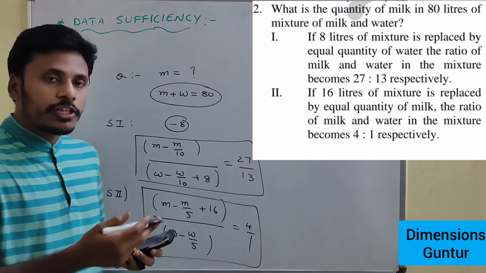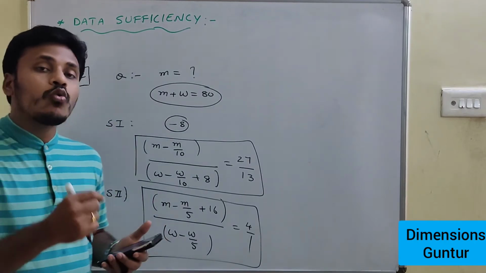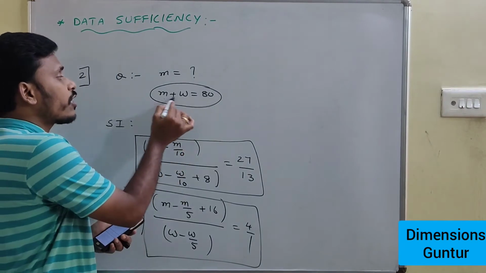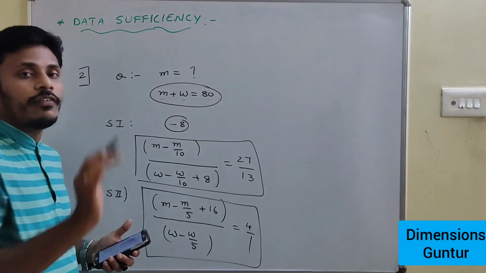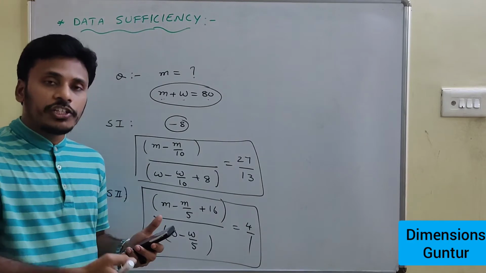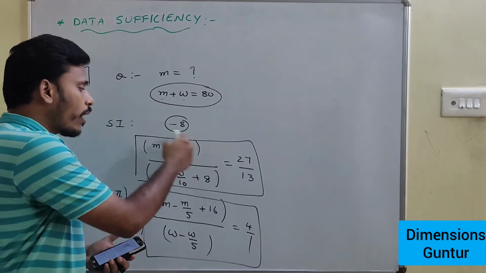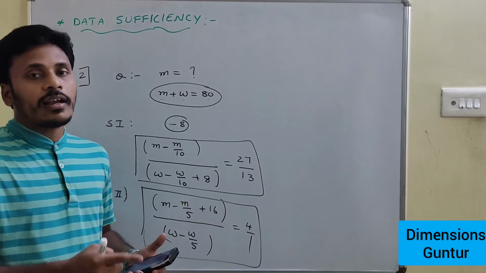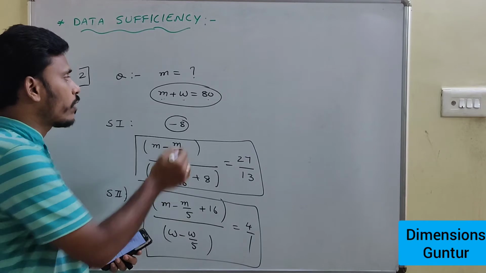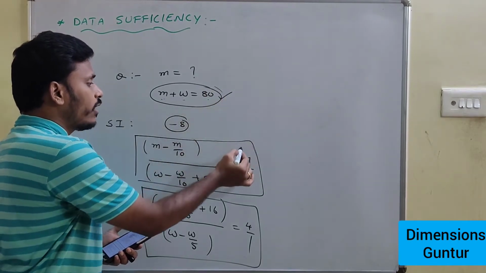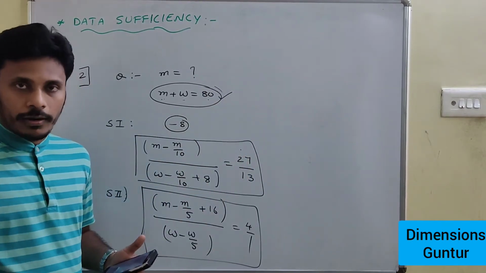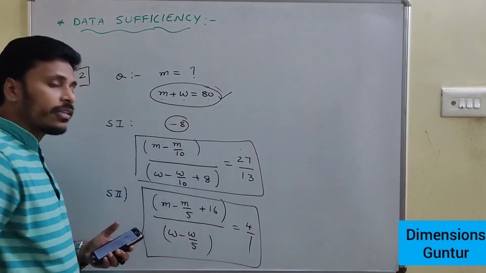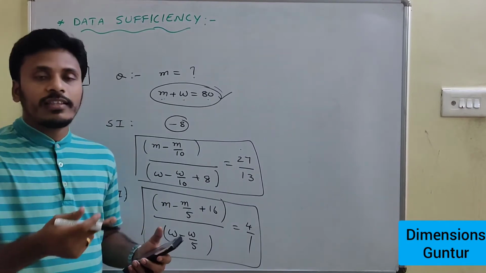As I mentioned in the first problem, to find two unknown values, we need at least two restrictions. So here, one restriction on m and w is 80, already given. And we need one more condition related to m and w. Statement 1 has one relation related to m and w. Statement 2 has another relation related to m and w. Either you use this m plus w is equal to 80 with statement 1, you will get the value of m. Or you may use m plus w is equal to 80 with the second statement, then also you will get the value of m.